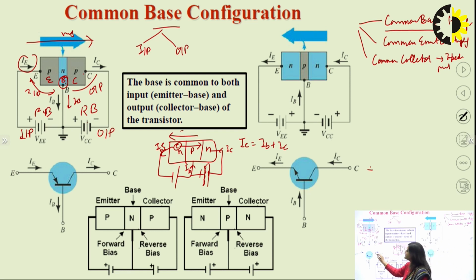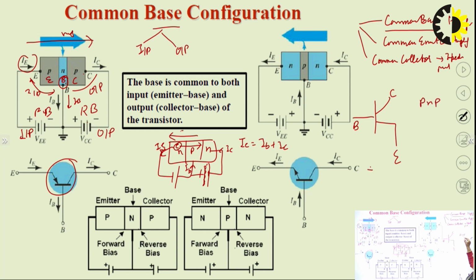And this is the symbol of the transistor. How we can make a symbol of the transistor like in this way. This is our collector, this is our base, and this is our emitter. So if this is a PNP transistor, it means collector is P, base is N, and emitter is P, and direction of current will be always from P to N.